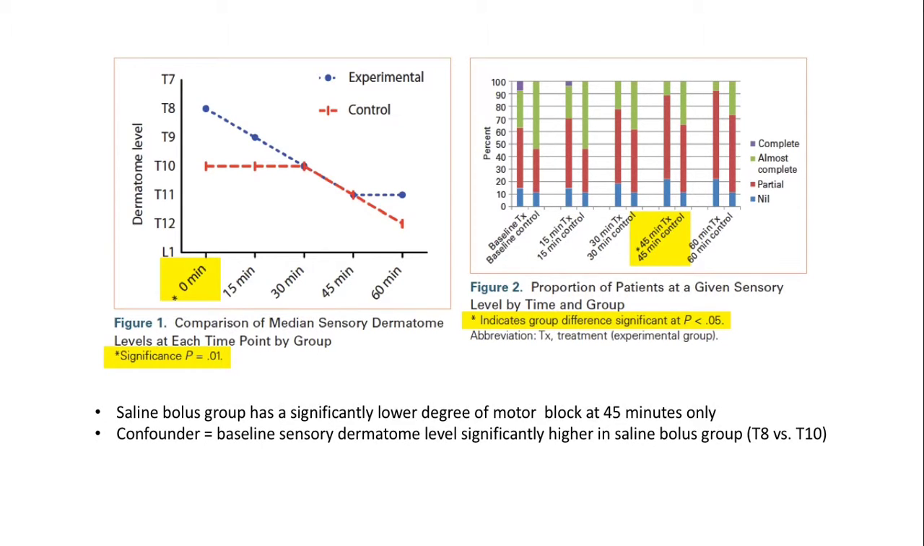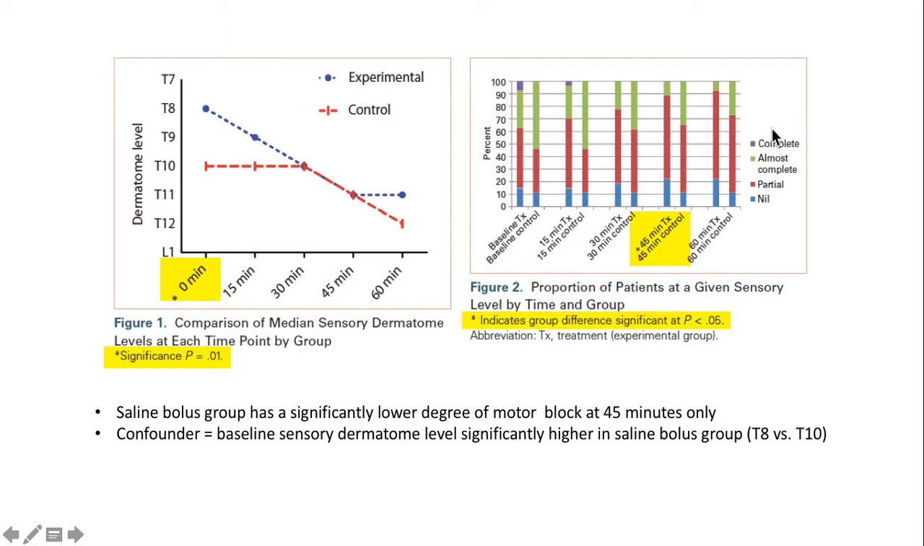Well, if we look at these two figures, this is figure 1 and figure 2 from the manuscript. So what we found was, in the saline group right off the bat, there was a significant difference in sensory dermatome level at baseline before we gave the saline bolus, with the experimental group having a T8 level versus a T10. So they had a higher sensory dermatome level. But then you can see there's no differences at any of the other time points.